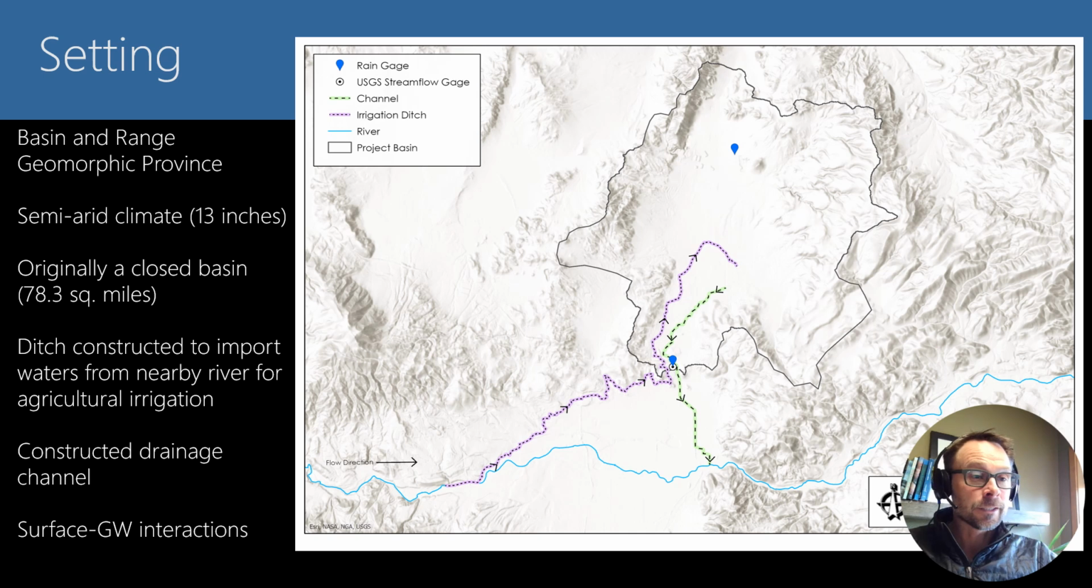To avoid flooding the basin, being previously closed, a drain had to be constructed to export waters out of the basin. The drain is now the only perennial feature in the basin.